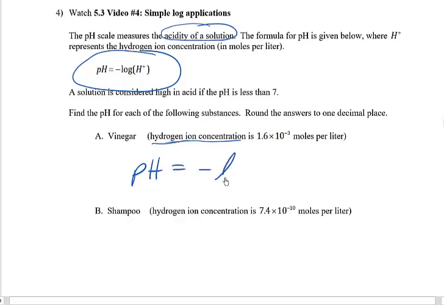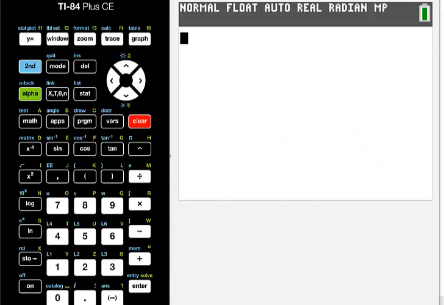The negative of the log of this number, 1.6 times 10 to the negative third, given to us in scientific notation. There's nothing else I can really do by hand here. I'll just have to type that into the calculator. Okay, so we've got the negative and the log. Then I need to put the number in.